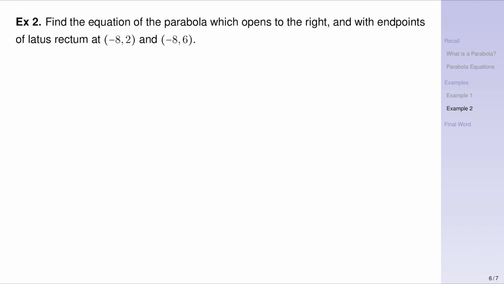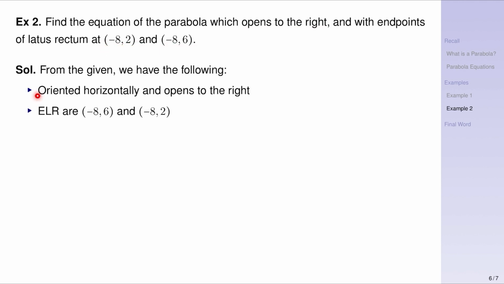In this problem, our goal is to find the equation of the parabola which opens to the right. So if it is opening to the right, you expect that the parabola must be oriented horizontally, with endpoints of the latus rectum at the points (negative 8, 2) and (negative 8, 6). So let's first state what we have. From the given, we have the following. The parabola is oriented horizontally and opens to the right, and the endpoints of the latus rectum are (negative 8, 6) and (negative 8, 2).